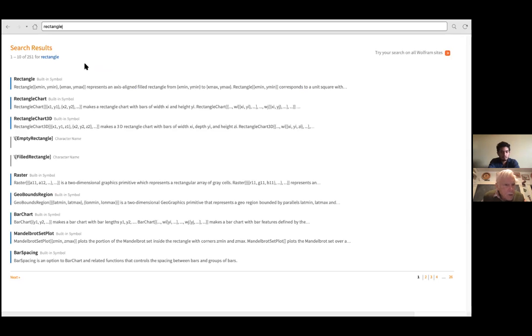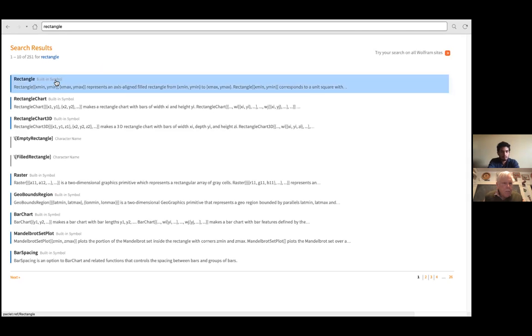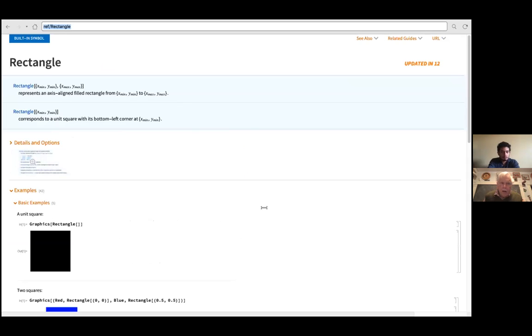Now click on the very first one. Since it begins with an R, that means it's a command. So there it is. The notation for it is x min, y min, x max, y max. So you basically just give it the diagonal. Let's do that in this case.